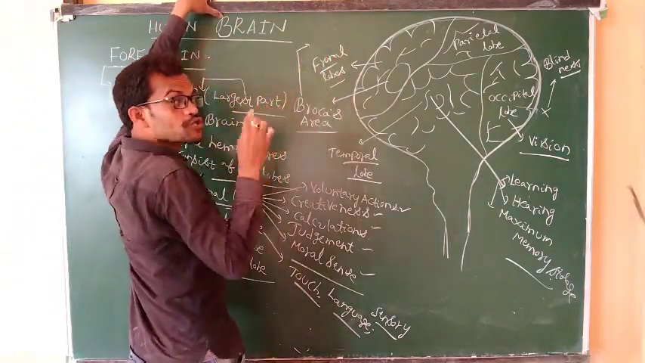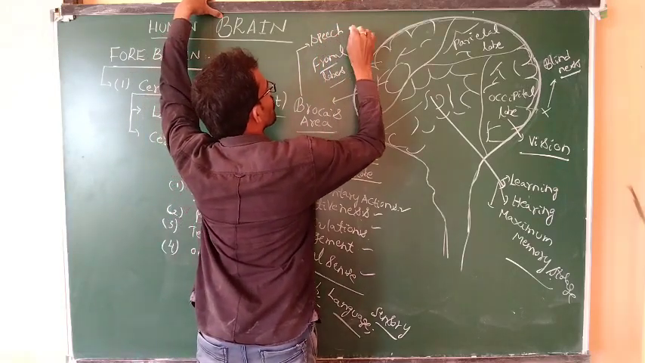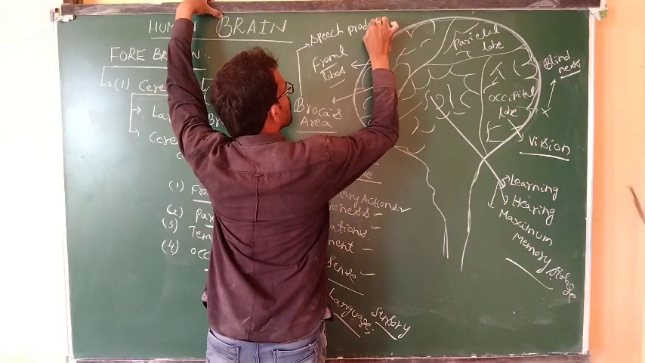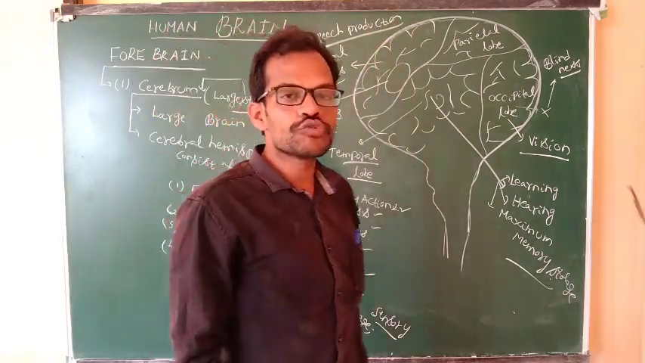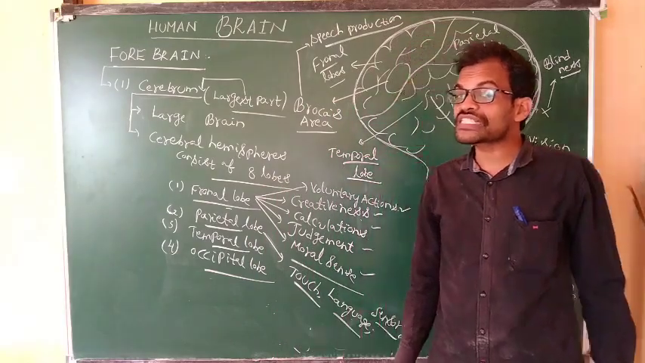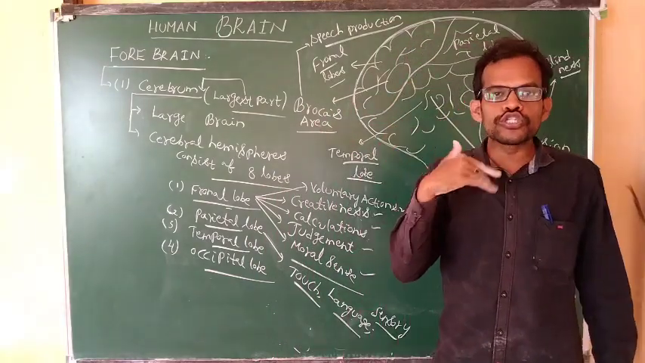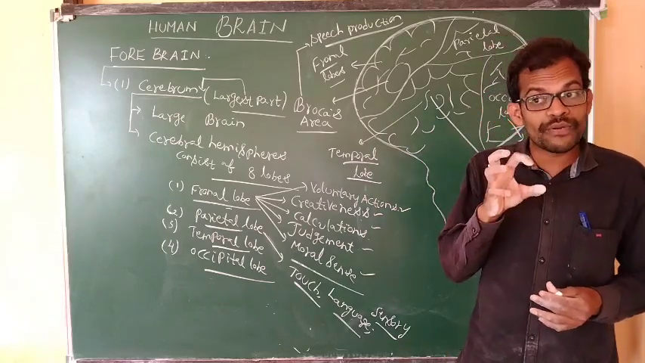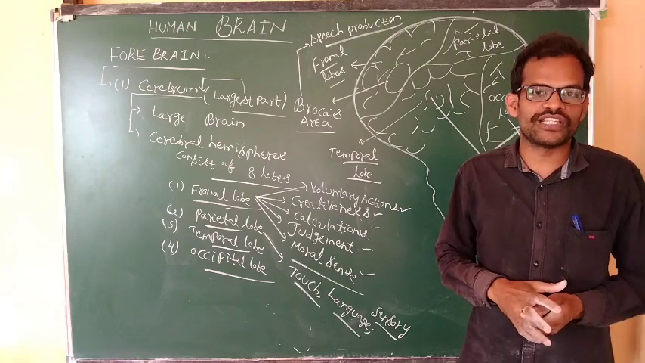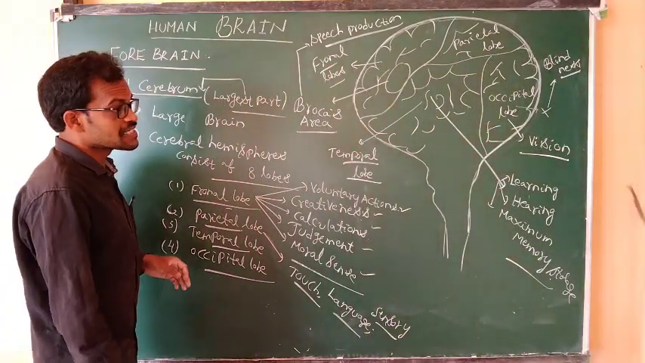They produce speech. They are helpful for speaking. Which area is helpful for speaking? It is Broca's area. They will produce speech. Whenever you produce speech, other neurons are helpful for listening to speech and learning speech.